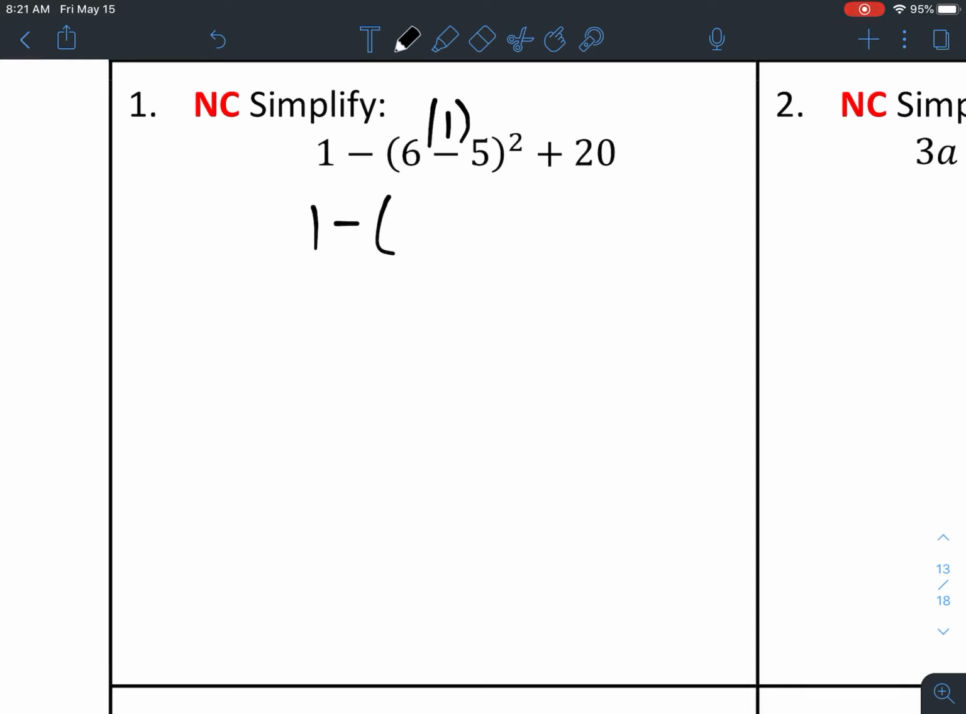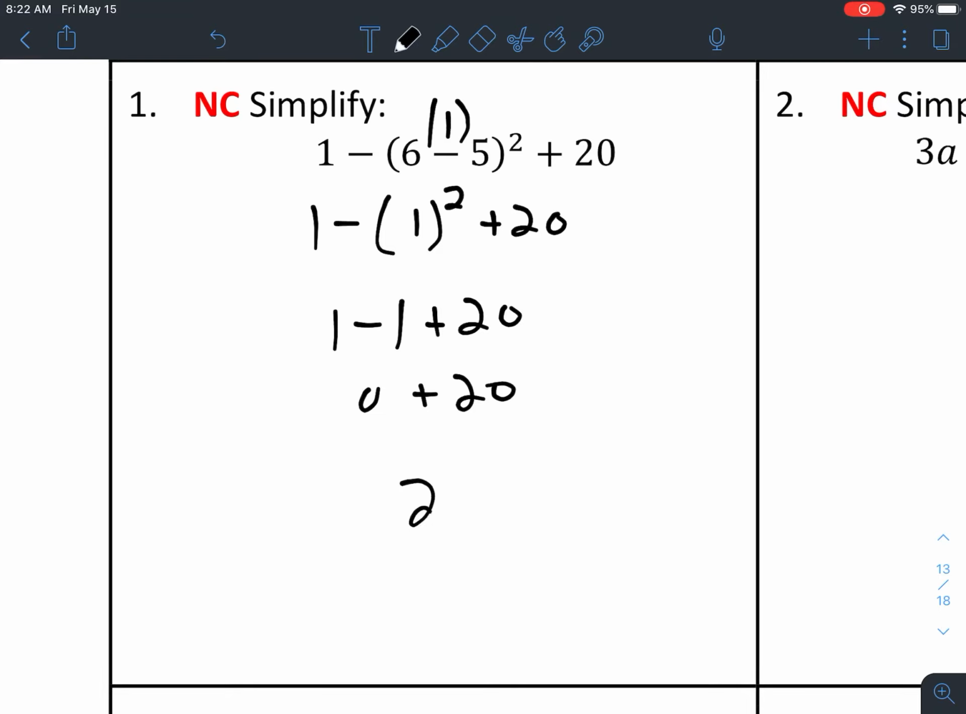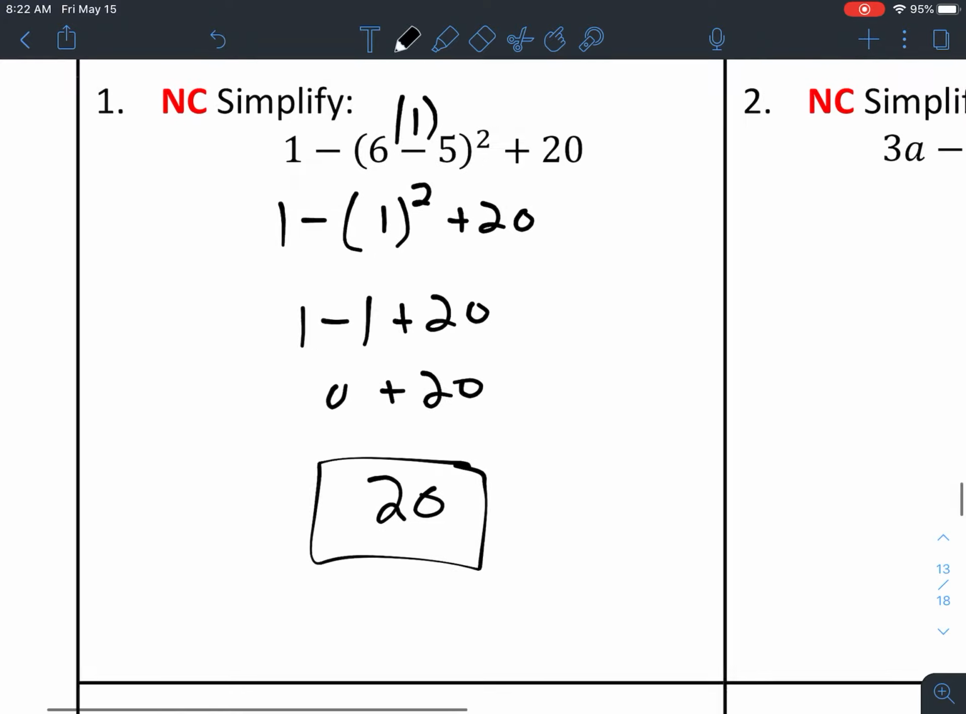1 minus 1 squared plus 20. 1 squared is just 1. So it leaves us with 1 minus 1 plus 20. 1 minus 1 gives you 0 plus 20. And our answer is 20.